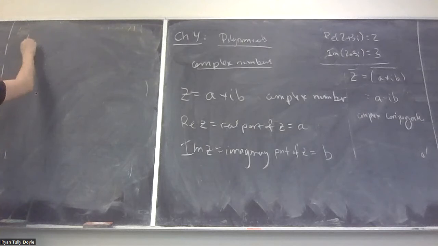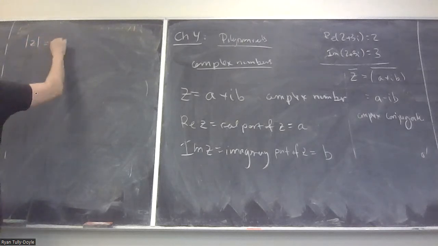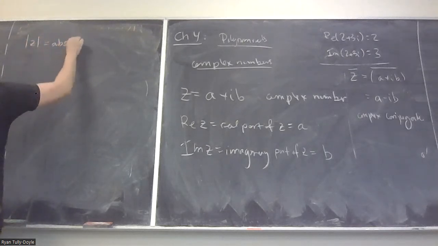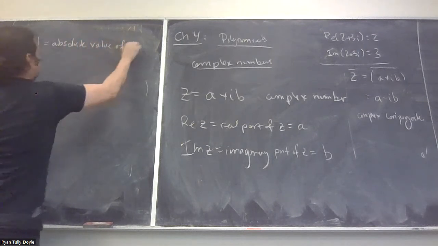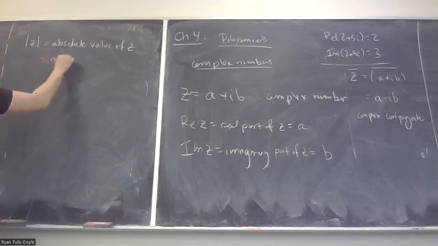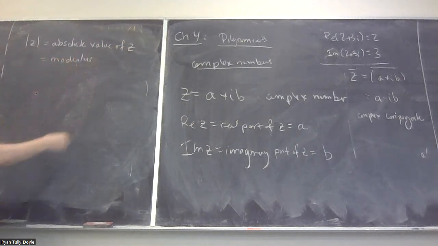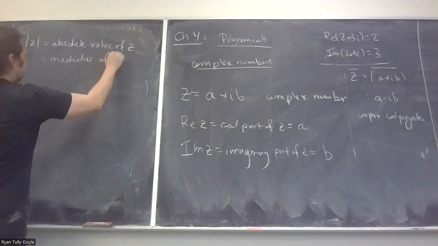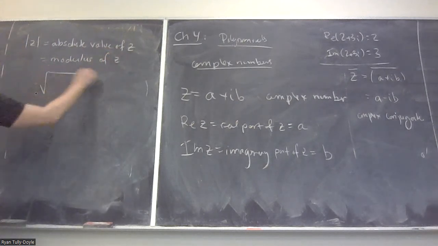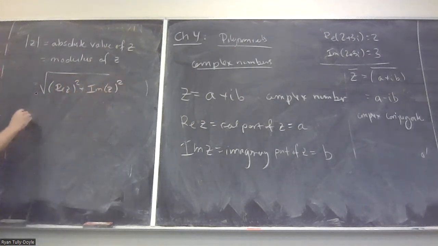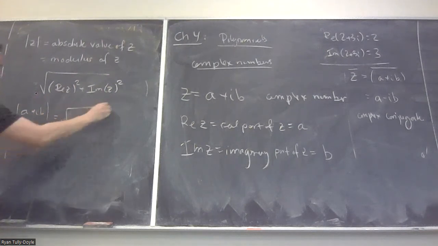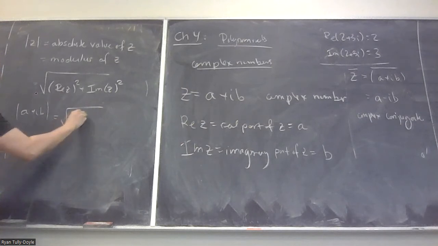The modulus or absolute value of z. So absolute value of z. And if I slip, I might call this the modulus of z, which I apologize for, but just in case, I'm going to put it up here. The modulus of z is just equal to the square root of the real part of z squared plus the imaginary part of z squared, which if we have the number a plus ib, means that when you take its absolute value, just use the distance formula on it: square root of a squared plus b squared.